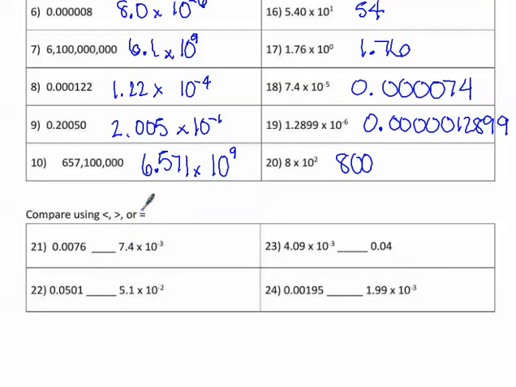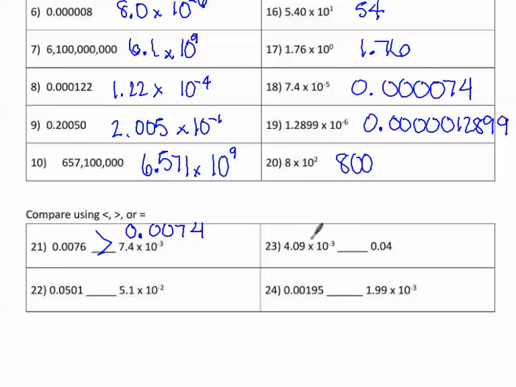Let's compare. On number 21, you have 0.0076 compared to 7 and 4/10 times 10 to the negative 3. In order to compare these properly, you need to put the scientific notation in standard form. It is to a negative 3, so you're going to move your decimal 3 places to the left. Now compare. 76/10,000ths is greater than 74/10,000ths.